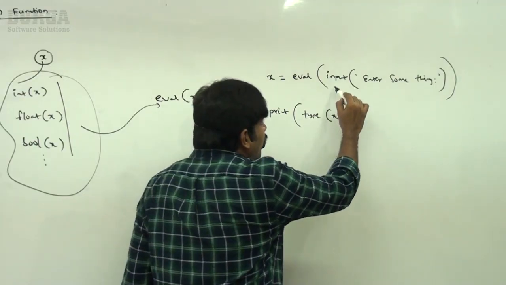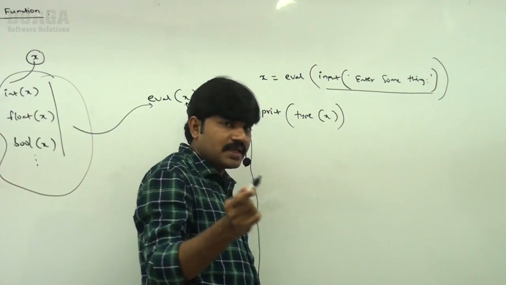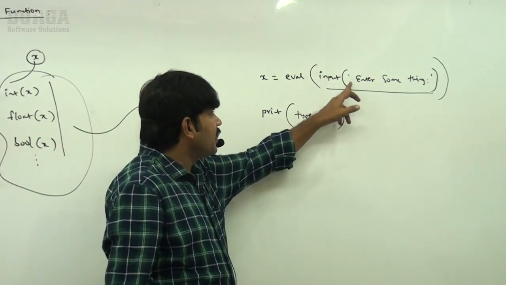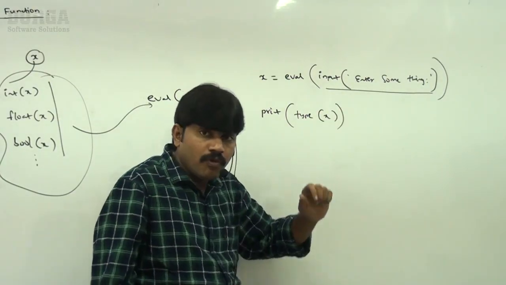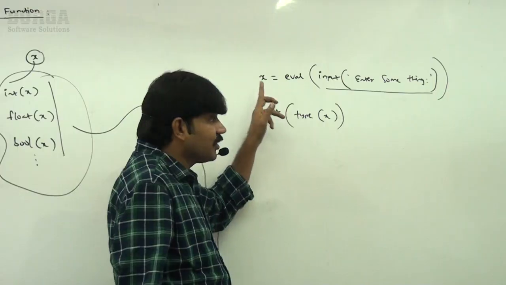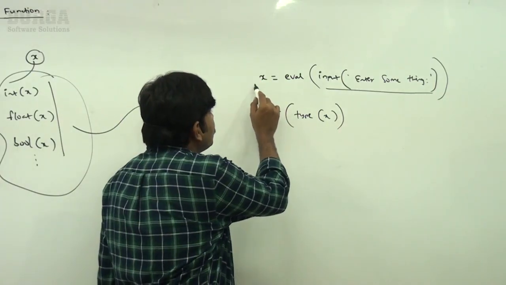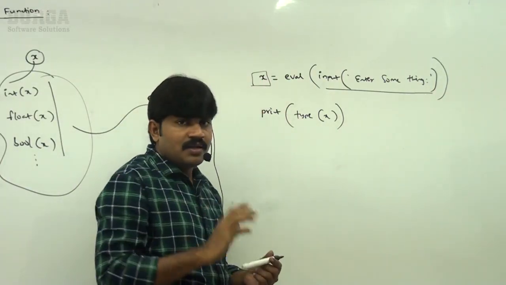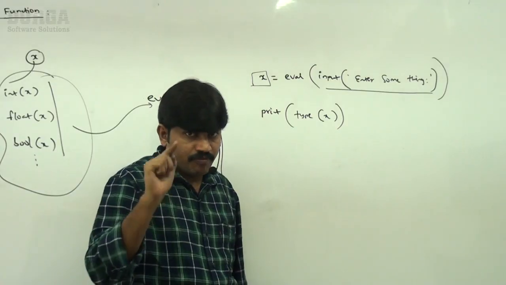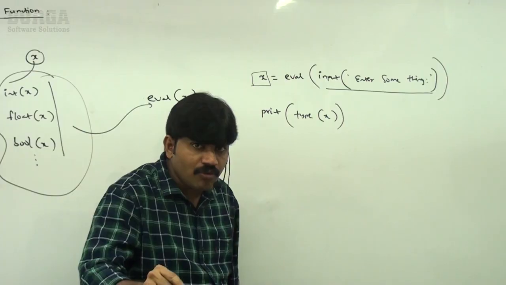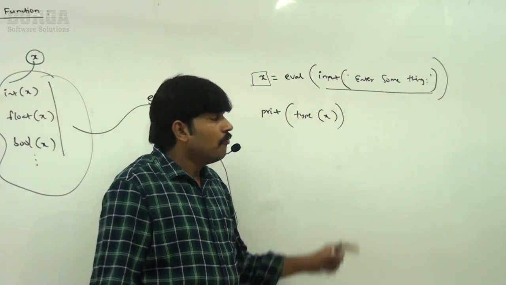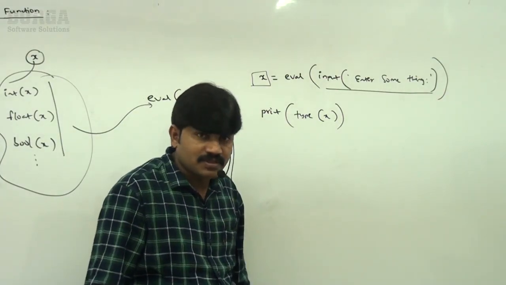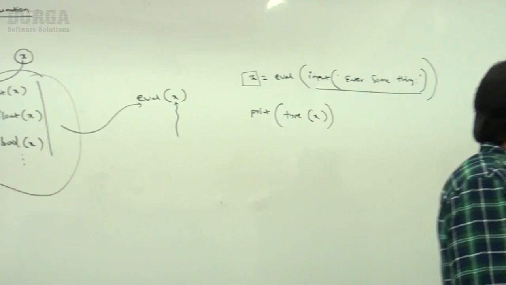If your provided value is int type, it is automatically converted to int, sir. If your provided value is float type, it is automatically converted to float type. Now this x is not always str type. Based on your provided value, the corresponding type will be considered by default automatically. Beautiful function, the eval function, sir.